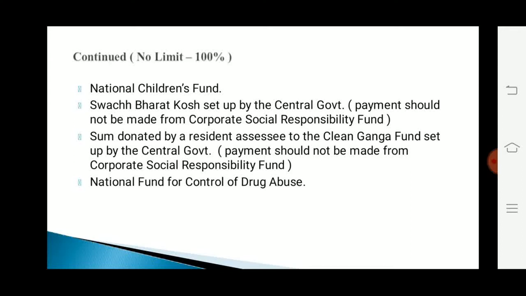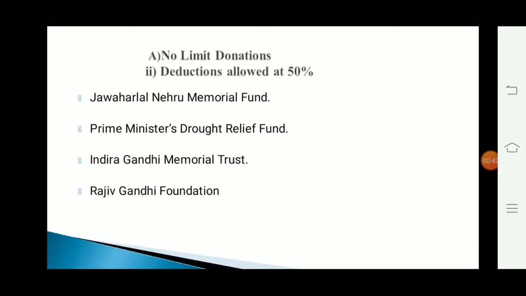Donation to the National Children's Fund, and Swachh Bharat Kosh set up by the central government, but payment should not be made from the Corporate Social Responsibility Fund. Sum donated by a resident assessee to the Clean Ganga Fund set up by the central government. For this donation also, the payment should not be made from the Corporate Social Responsibility Fund. Also the National Fund for Control of Drug Abuse.